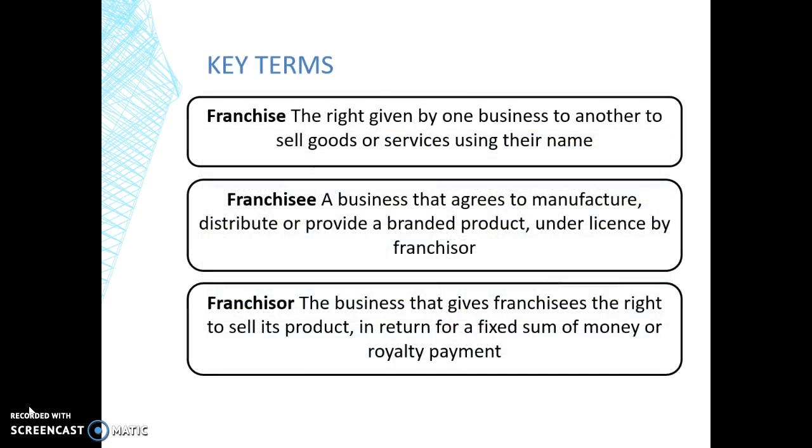And so one of the ways that we can overcome or consider trying to reduce some of these disadvantages is to think about setting up a franchise. So there's three key words that we need to know here. A franchise is the right given by one business to another to sell goods or services using their name. A franchisee is the business that agrees to manufacture, distribute or provide a branded product under license. So the franchisee is somebody who buys a franchise, and the franchisor is the person who sells the idea in the first place, in return for some money.